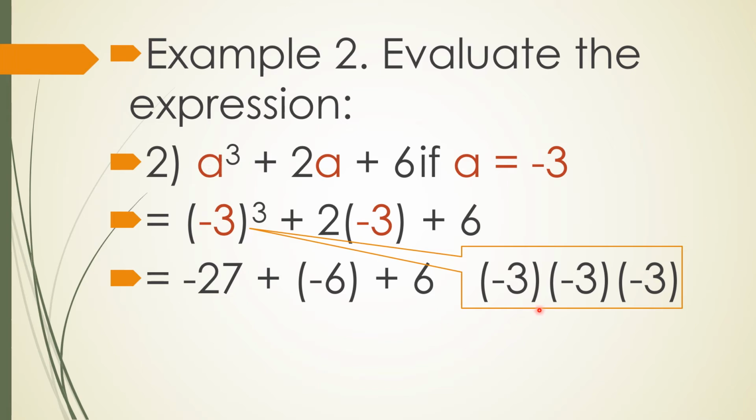So ang makukuha natin dyan, -3 times -3 is +9, times negative 3 is negative 27. And then 2 times negative 3 is equal to negative 6. And then negative 27 plus negative 6, magiging negative 33 na siya. So the answer will be negative 33.